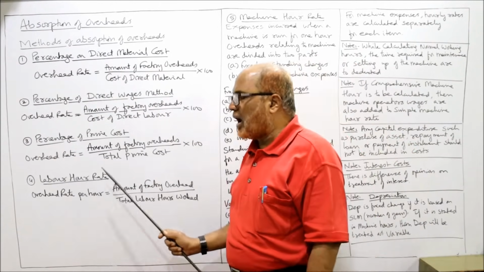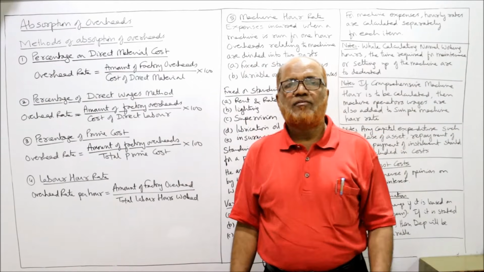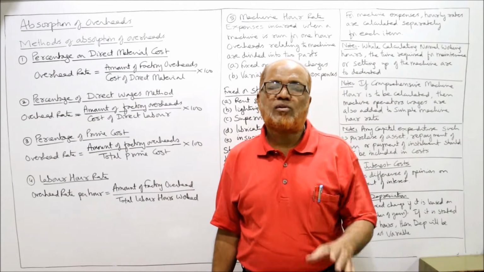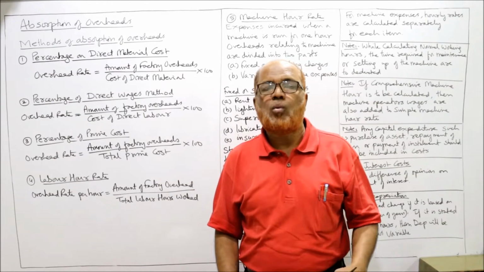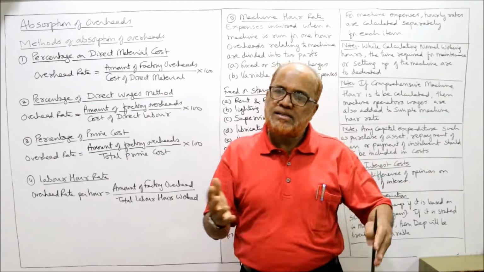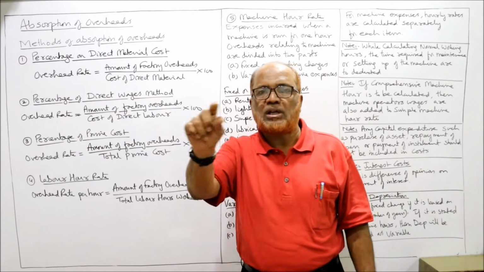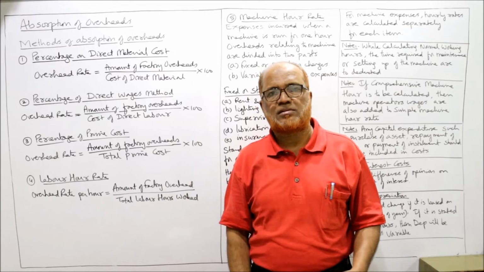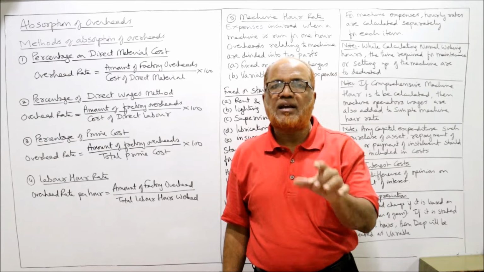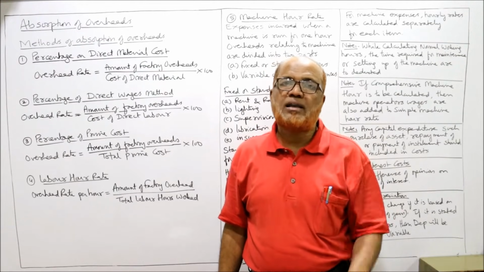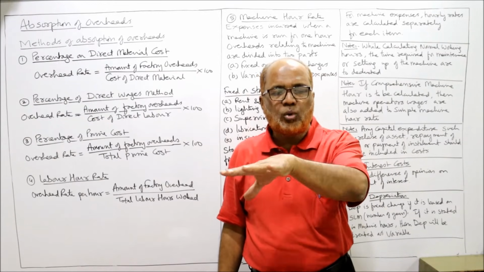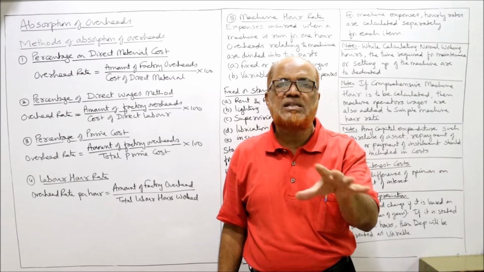Next method is labor hour rate. Some producers say we absorb the overhead on the basis of labor hour rate. When labor hour rate is used, we calculate the factory overhead per labor hour. Same example I'll give you. In a factory, the total factory overhead is 1 lakh rupees, and 10,000 labor hours are used in a period.